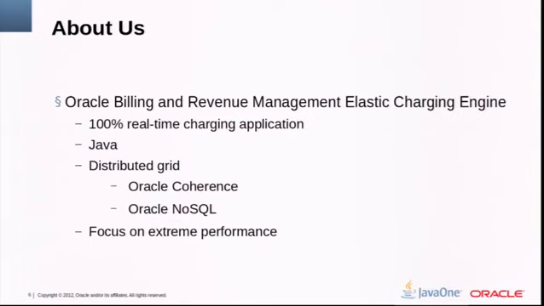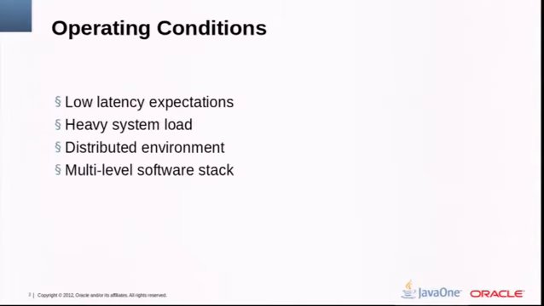And finally, what will make our monitoring solution really interesting is that Elastic Charging Engine focuses on extreme performance. Our latest benchmark was 1,000 operations or calls per second per core. So this software's main selling point is its performance. Performance is what differentiates it from competitors' offerings, and therefore our monitoring requirements will be particularly stringent.